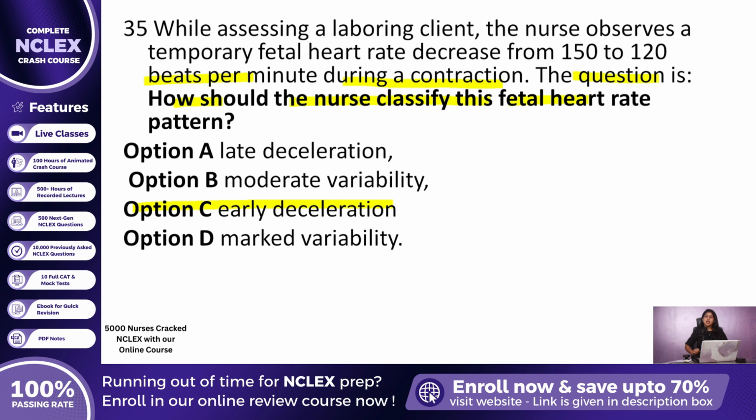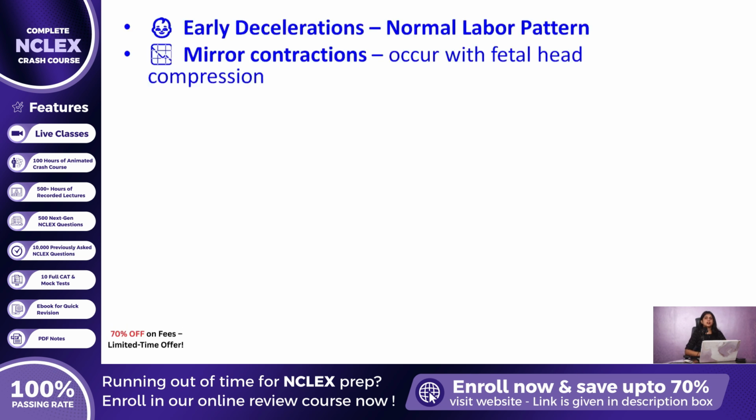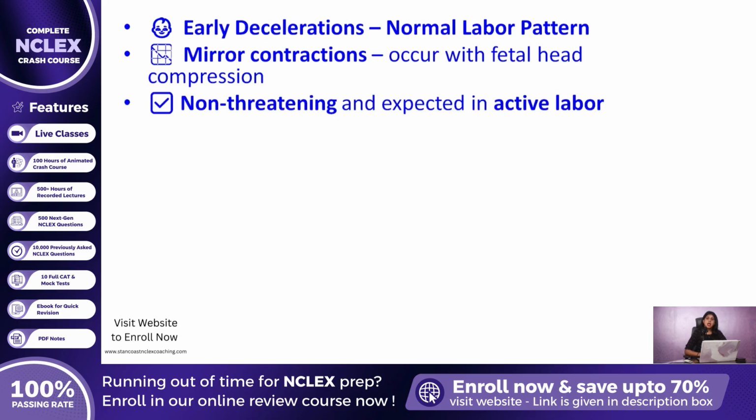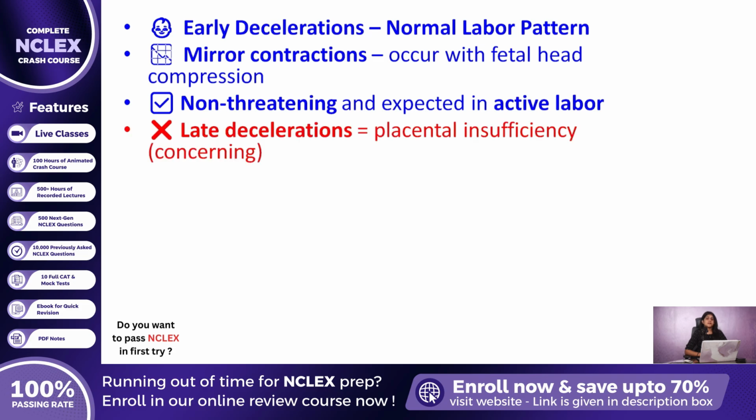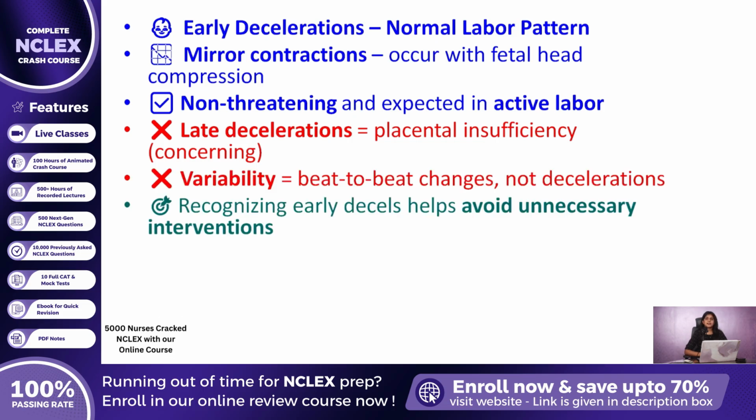Here is the rationale. Early decelerations mirror contractions and are typically due to fetal head compression, a normal and non-threatening event during active labor. Late decelerations occur after contractions and are associated with placental insufficiency. Variability refers to beat-to-beat fluctuations, not periodic decelerations. Recognizing early decelerations prevents unnecessary intervention and supports physiologic labor management.